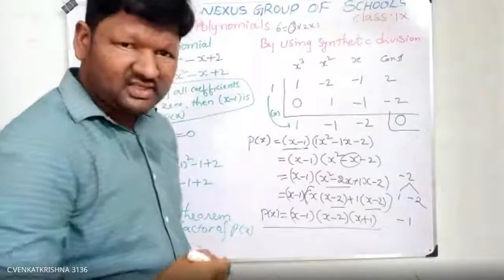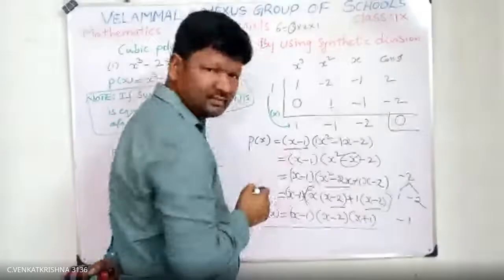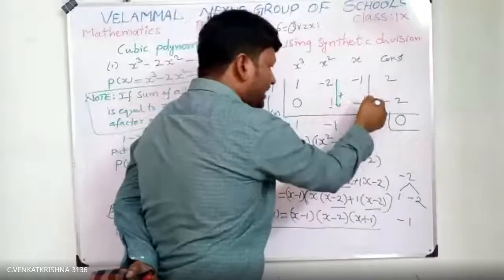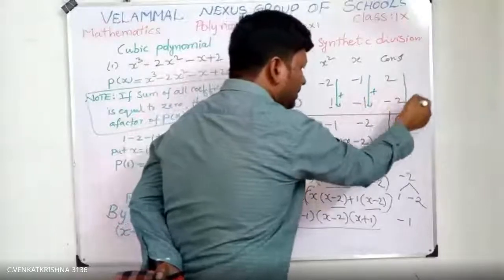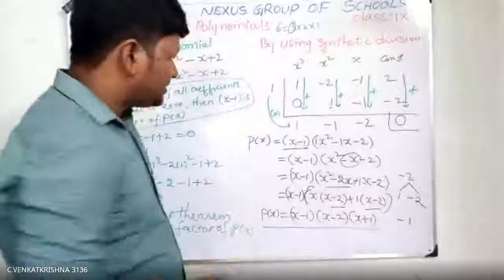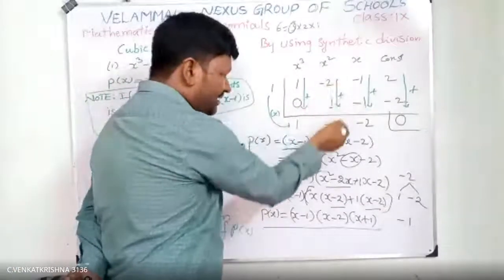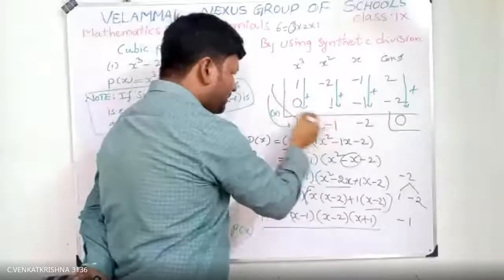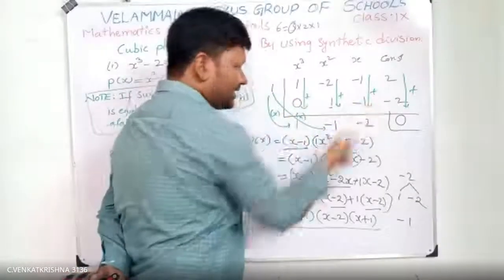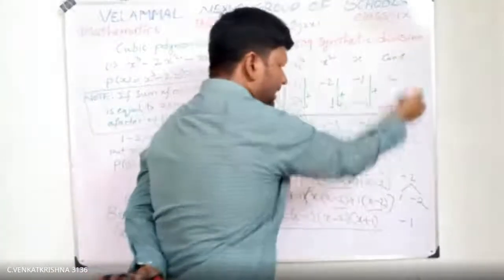Then 1 times 1 is 1. That 1 we can write here. Then again add these two. Vertically we need to add them. Then 1 plus 1 is 1. That 1 I wrote here. Then add minus 1. Again multiply these two. And then we can write here minus 2. Then multiply.